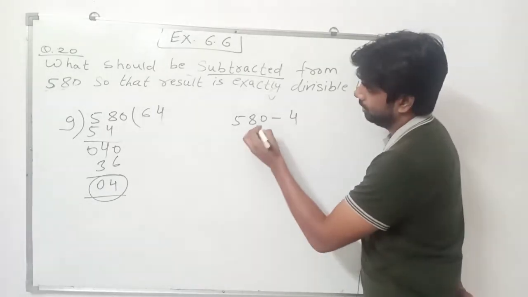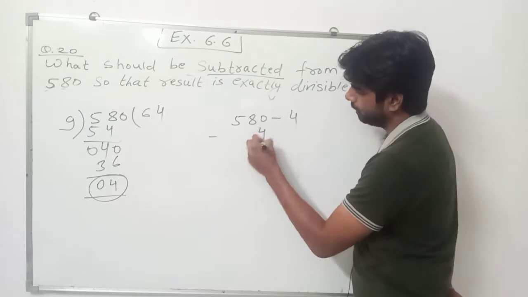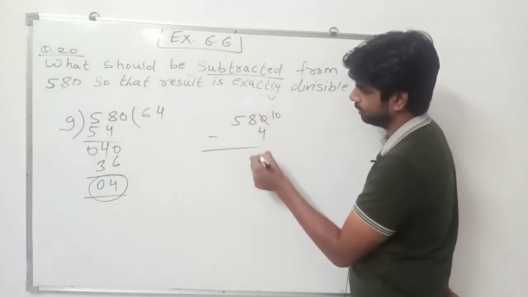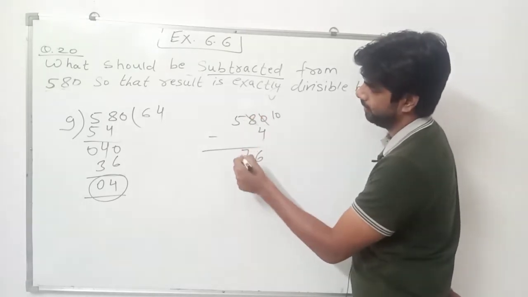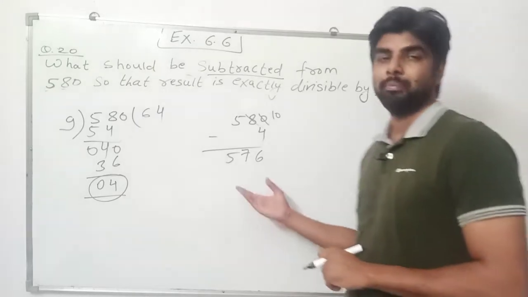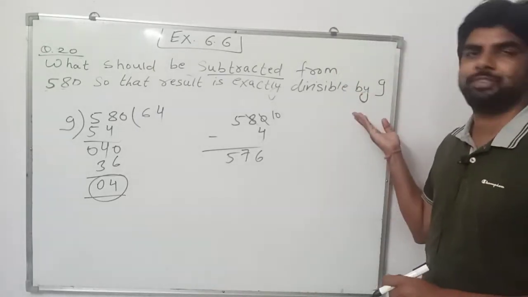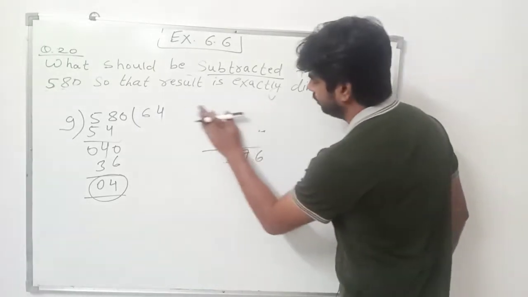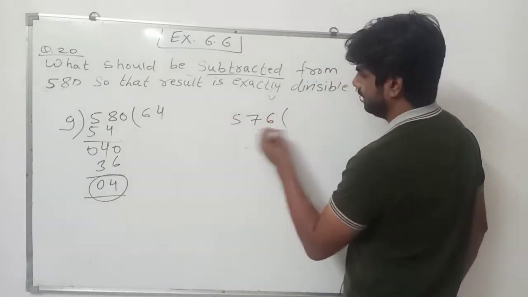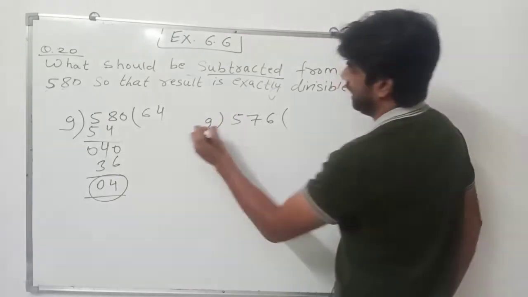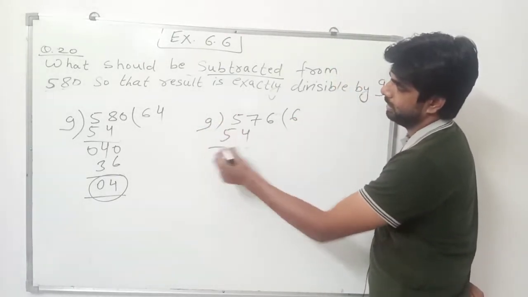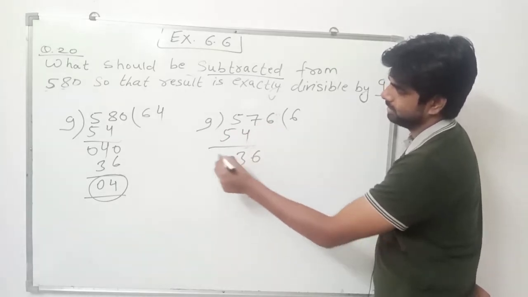Let's see what the result will be if we subtract 4 from 580. That is 10 minus 4, it is 6, it is 7, and it is 5. That is, 576 is the number. Let's check whether it is fully divisible by 9 or not. We will divide 576 by 9. 9 1s are 9, 9 6s are 54, that is 3 and 6, it is 0.